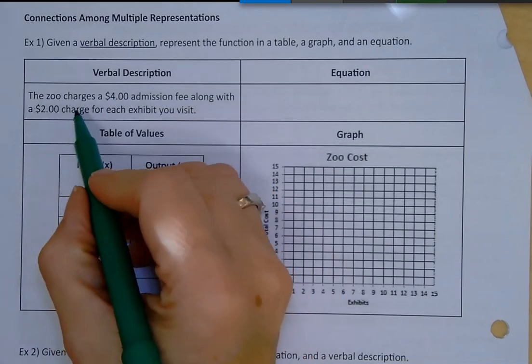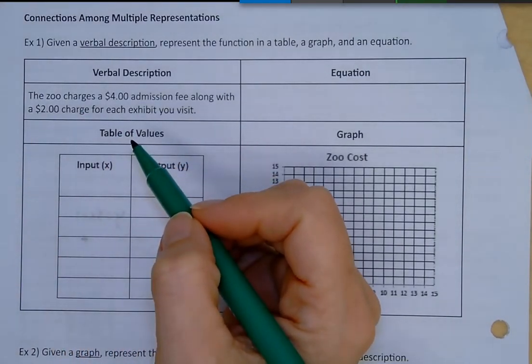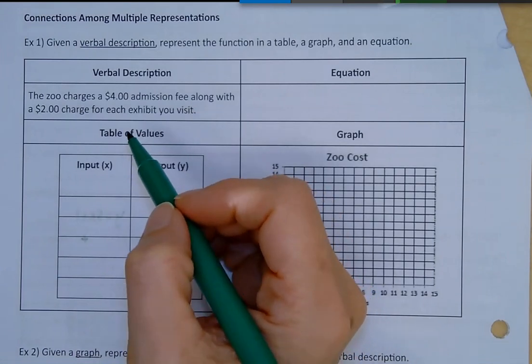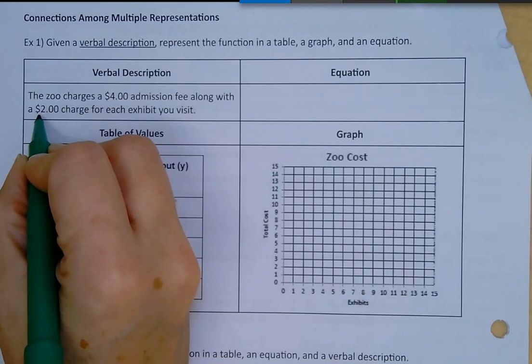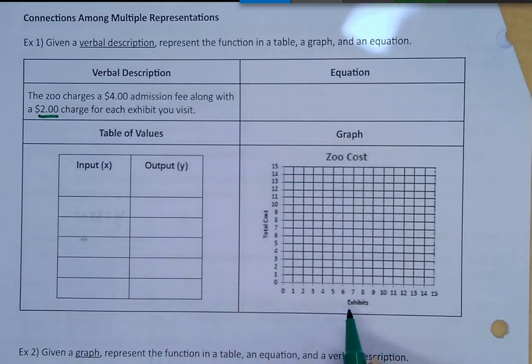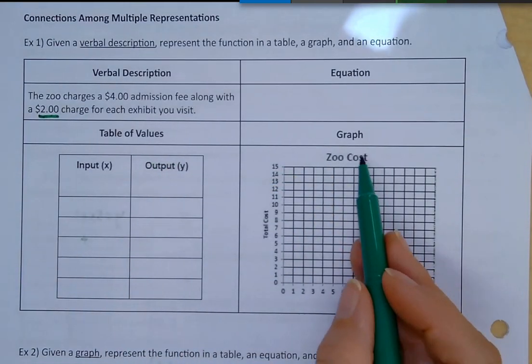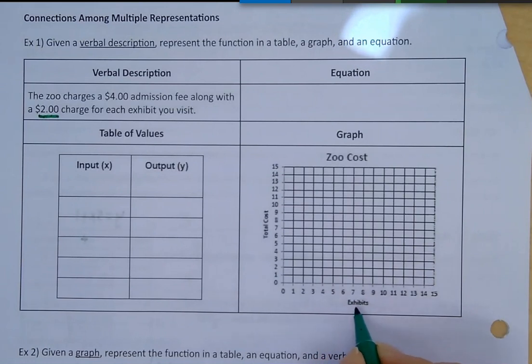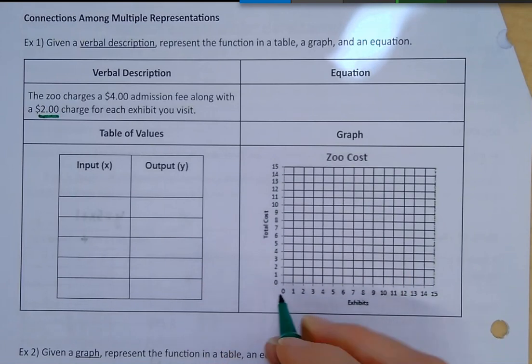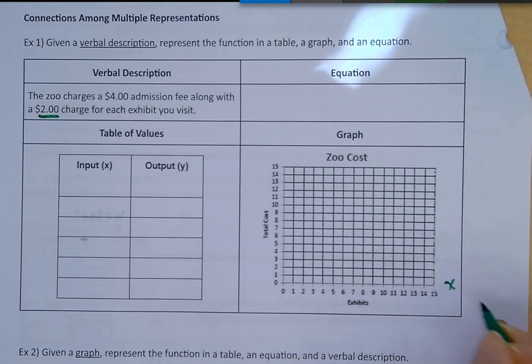So let's read it. The zoo charges a $4 admission fee along with a $2 charge for each exhibit you visit. Okay, when I have each or per, that tells me that this is probably my rate. My rate, which is usually the slope, is going to be $2 per exhibit. If I look at my graph, it's already labeled for me, so I know the total cost depends on the number of exhibits I see, right? Total cost is y, that is the dependent variable. The independent variable is the number of exhibits I see. Independent is input. This is my x-axis.